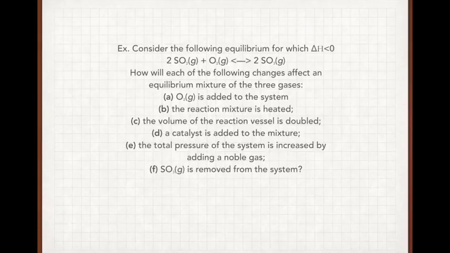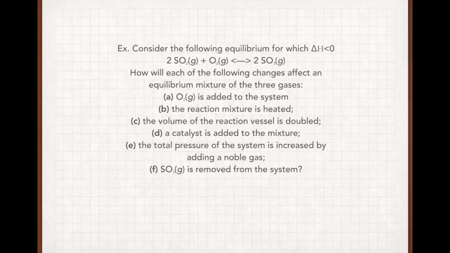Now, if the volume of your reaction is doubled, what that means is that your pressure is going to decrease. So remember, if your pressure increases, you shift to the side with fewer numbers of moles of gas. If you decrease your pressure, you're going to shift towards the side with more numbers of moles of gas. So since I'm decreasing my pressure, I need to shift to the side that has more numbers of moles of gas. Well, that's towards my reactants because I have 3 moles of gas in my reactants and only 2 in my product. So I'm going to shift to the left, which means that my concentration of SO3 is going to decrease while my concentration of SO2 and O2 increases.